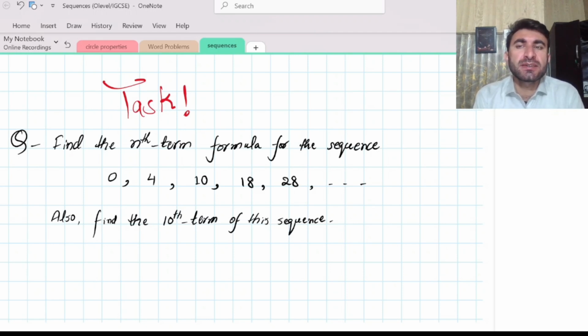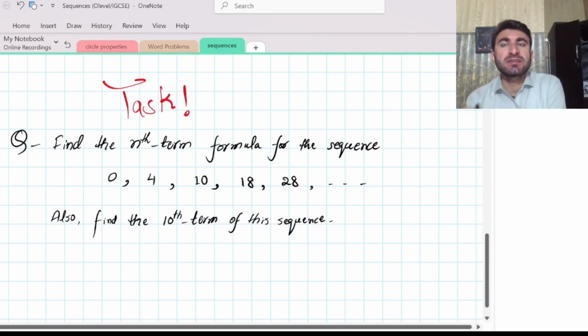So here's a little task: find the nth term formula for the sequence given, 0, 4, 10, 18, 28. Use the method we discussed in this video to find the nth term formula for the sequence. Then also find the 10th term of the sequence and write your answer in the comment section.